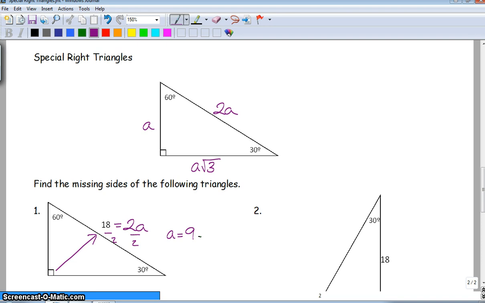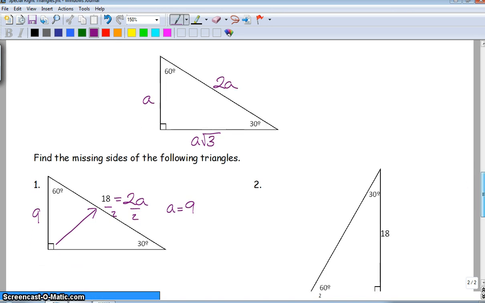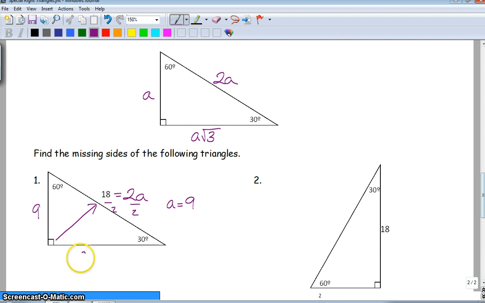So now I'm going to use that to label the other sides. Across from 30 is just the a term. I know now that a equals 9, so I'm going to label that side with a length of 9. Across from 60 degrees is a times the square root of 3. I'm going to replace the a with a 9, so this length is 9 times the square root of 3. So I'm done with the first problem.